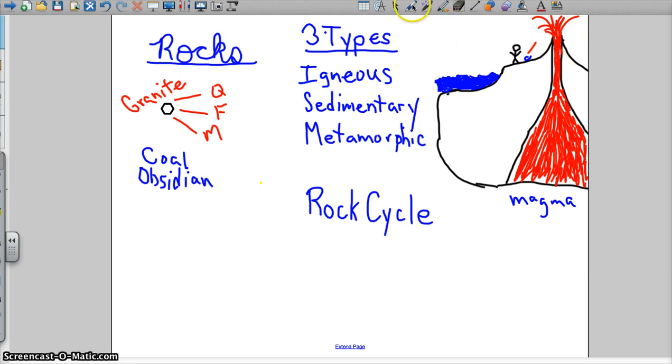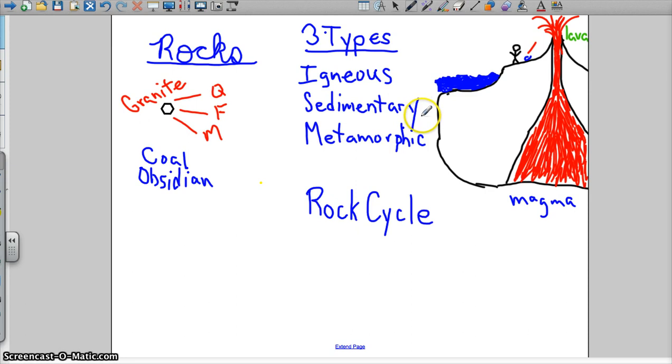Let's write that again, in green. There we are. Well, anyway, that's what igneous rock is. Igneous rock is when the lava or the magma cools. That makes igneous rock.